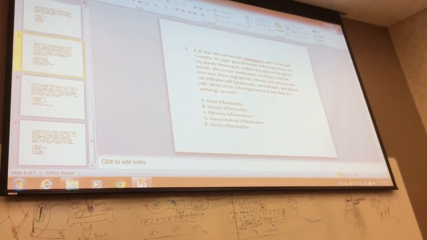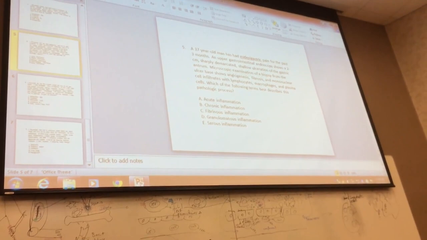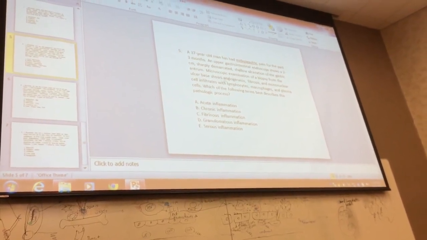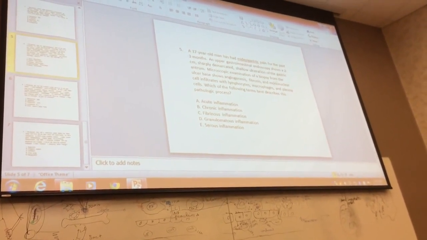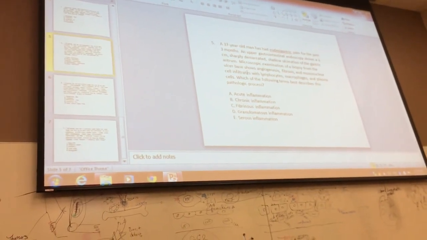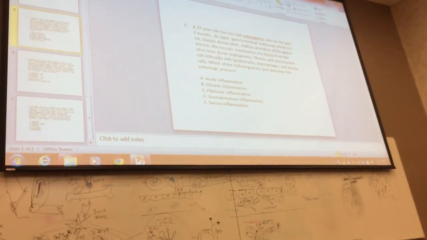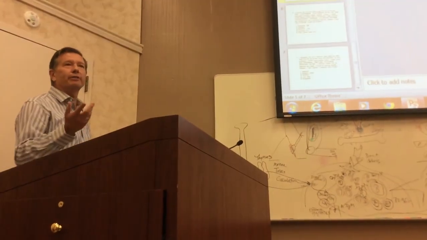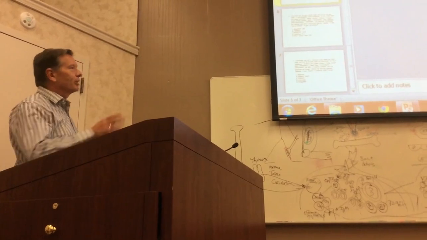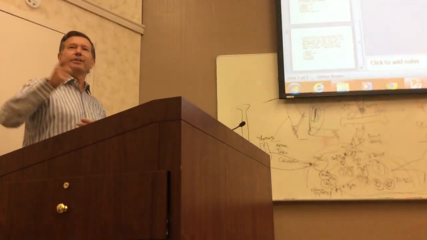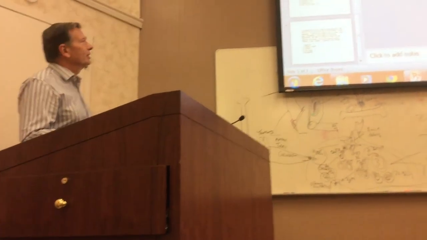So what are angiogenesis, fibrosis, and mononuclear cell infiltrates characteristics of, what type of inflammation? Chronic. Yeah, exactly. So in this case, the right answer would be B. That's a chronic inflammation. Don't get thrown off.